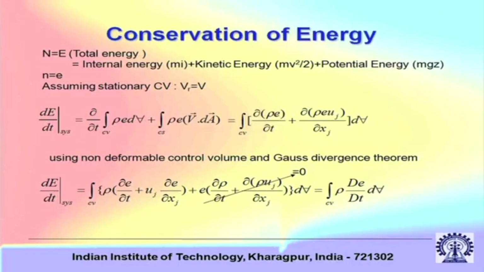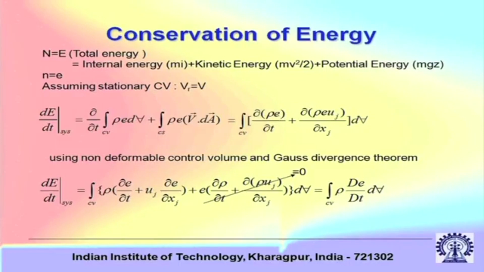In the Reynolds transport theorem, capital N is the total energy, which is the summation of internal energy, kinetic energy and potential energy. That is what we consider in thermodynamics. In classical thermodynamics, we consider all forms of energy other than kinetic and potential energy, we club that together and give it a name, internal energy. Here we just use a little bit of different notation as compared to the thermodynamics books.